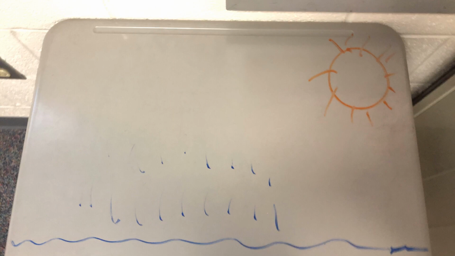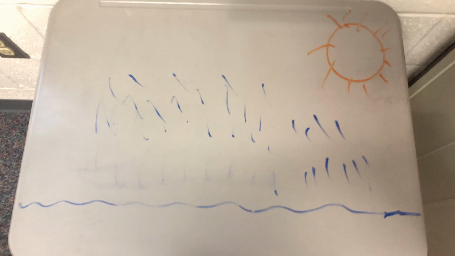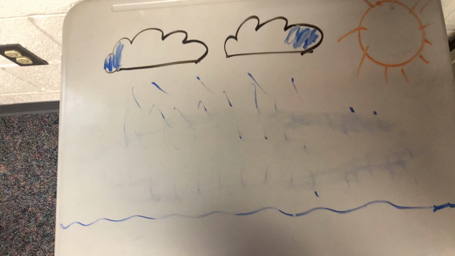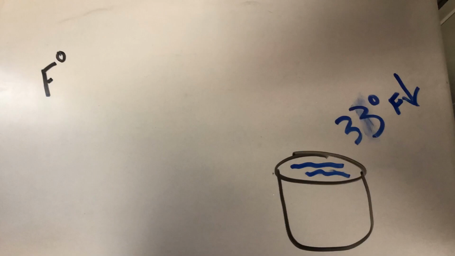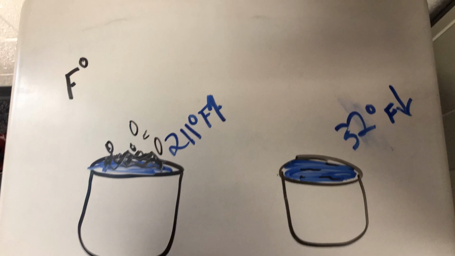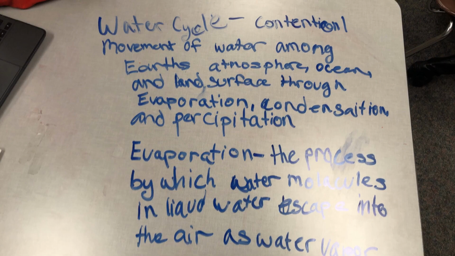Water cycle, continual movement of water among Earth's atmosphere, ocean, and land surface through evaporation, condensation, and precipitation. Evaporation, the process by which water molecules in liquid water escape into the air as water vapor. Precipitation, any form of water that falls from the clouds and reaches the Earth's surface.